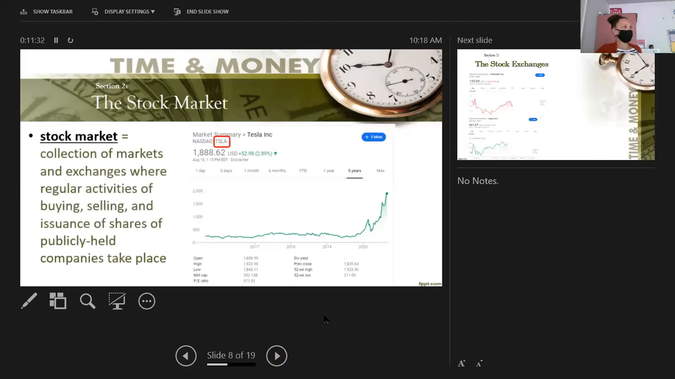So the stock market is a collection of markets and exchanges where regular activities of buying, selling, and issuance of shares of publicly held companies take place.